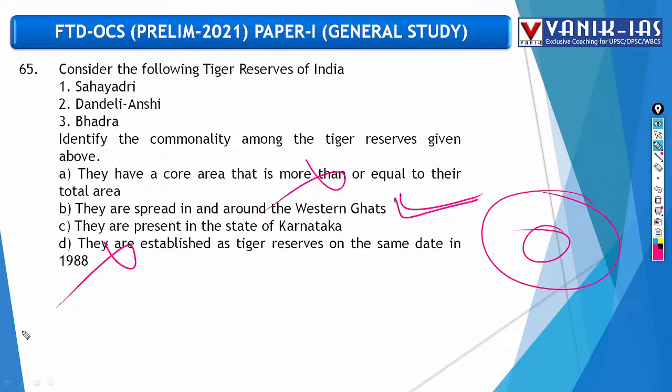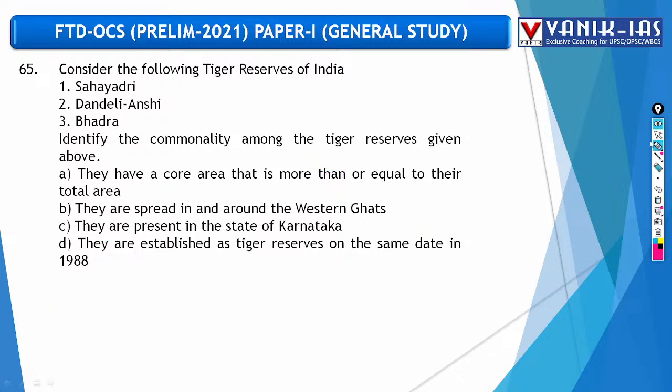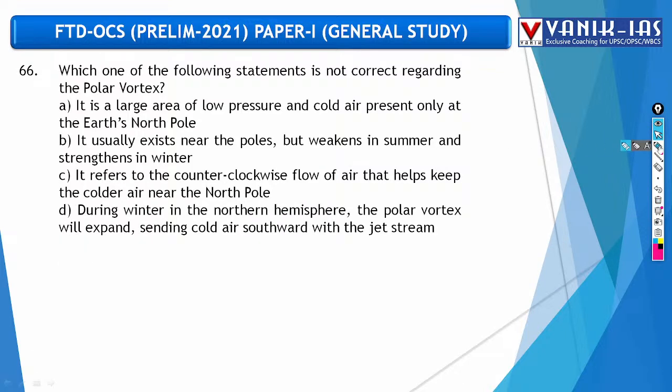Generally, they are impossible. That means on the same date every one of these tiger reserves will be declared. Which of the following statements is not correct regarding polar vortex? It is a large area of low pressure cold air present only in the Earth's north pole.